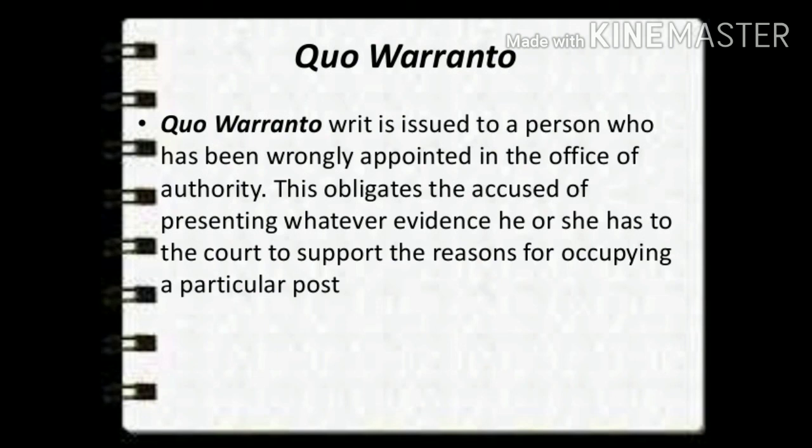The next writ is Quo Warranto. It prevents usurpation of public office through illegal manner. What does it mean by usurpation? To seize. So, Quo Warranto prevents usurpation of public office through illegal manner.